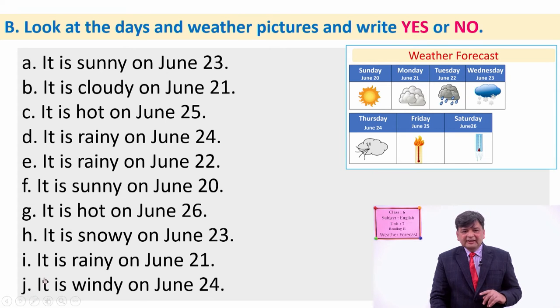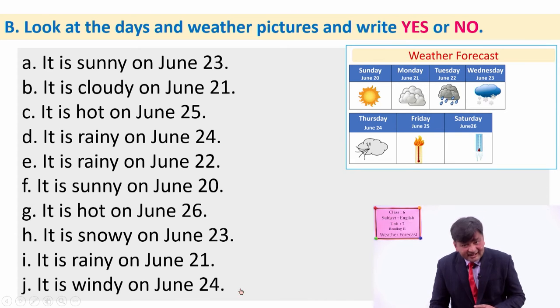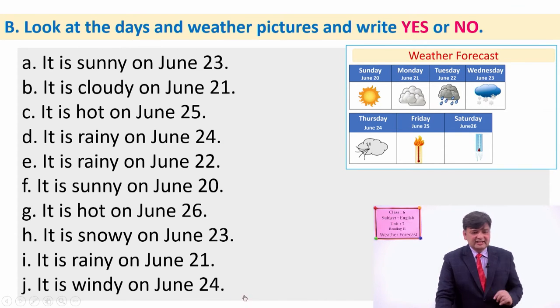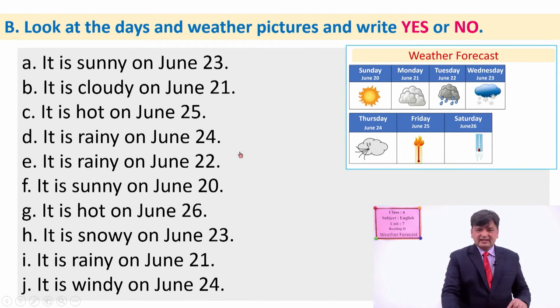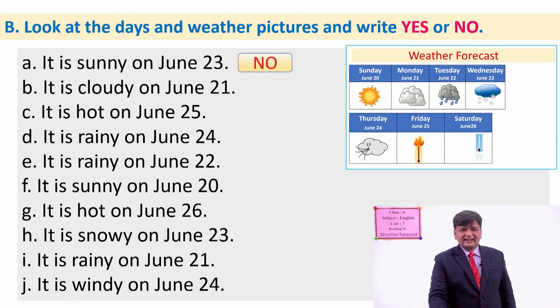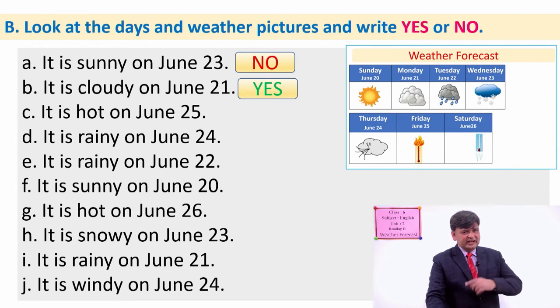So number J, it is windy on June 24. It's windy. The air blows very quickly. So the answer is yes. Okay, your answer is yes. Let's check whether your answers are correct or not. You had a no and it's no. Good. Yes. You are correct. So check your answers, okay?